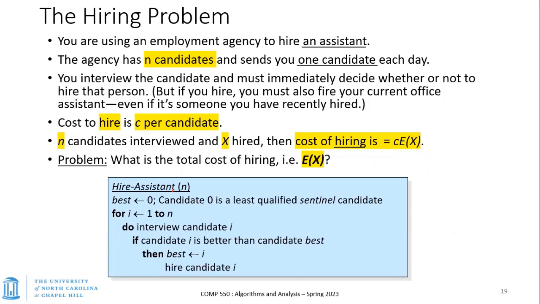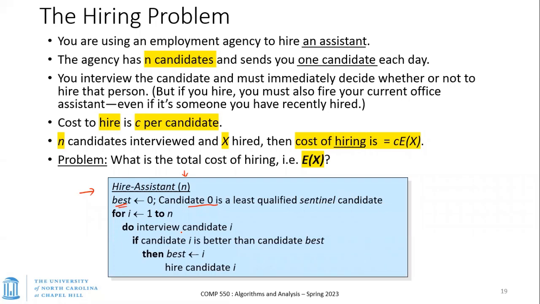So let's convert this into simple pseudocode. The code is as follows: HIRE-ASSISTANT given n. You have n candidates, and now you're supposed to decide on how to hire them. So you define best to be a sentinel. Initially, the sentinel candidate is candidate 0. So best is essentially the best candidate so far. And you start off by setting i going from 1 to n. You interview each one of those candidates.